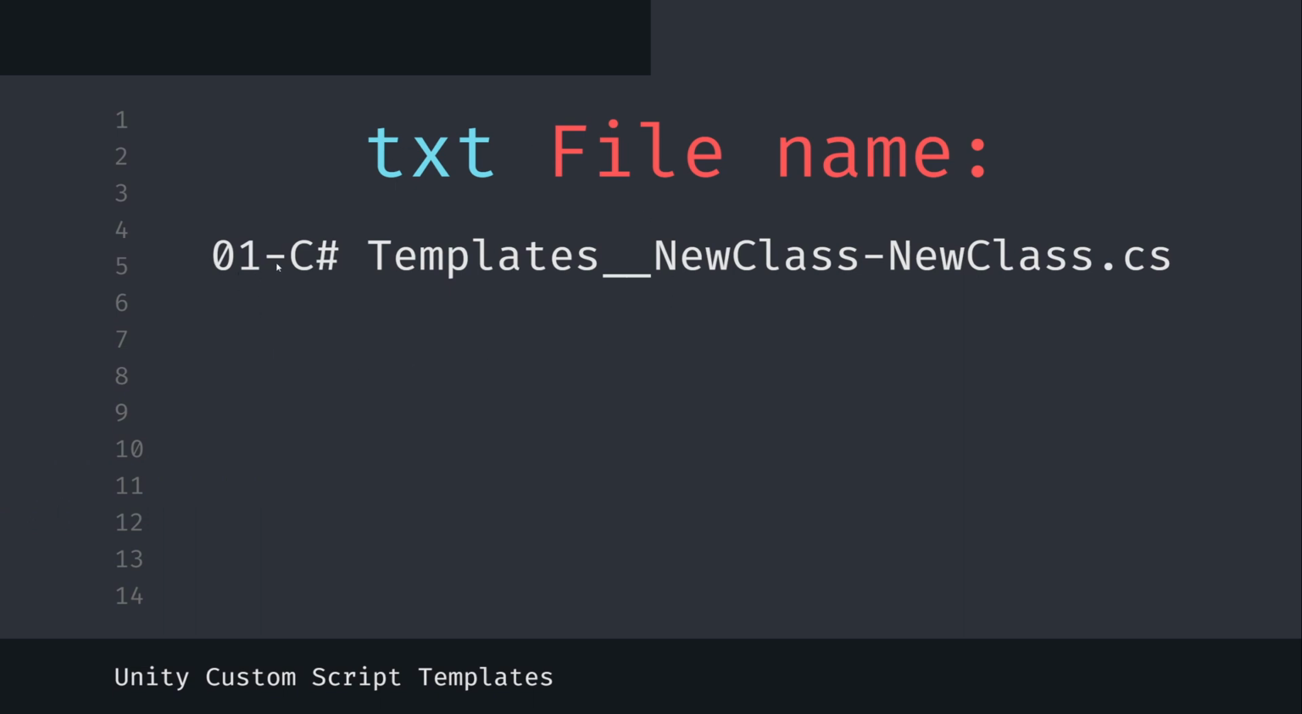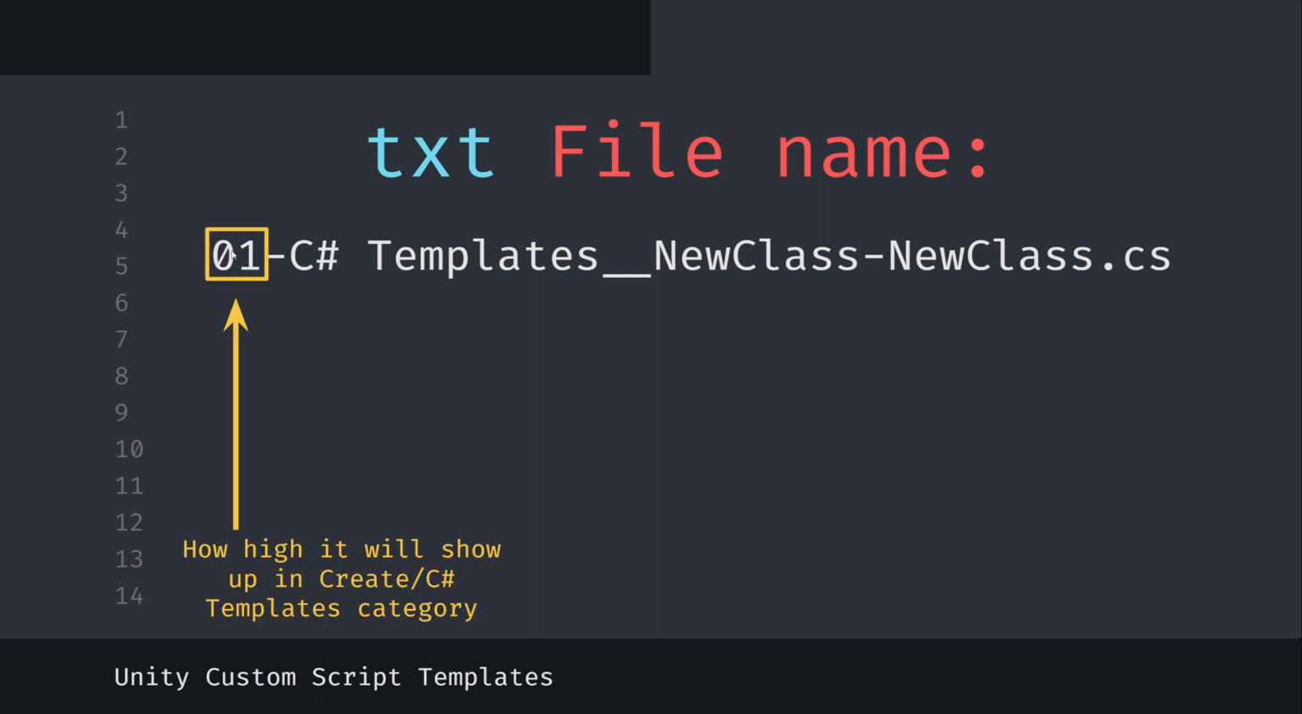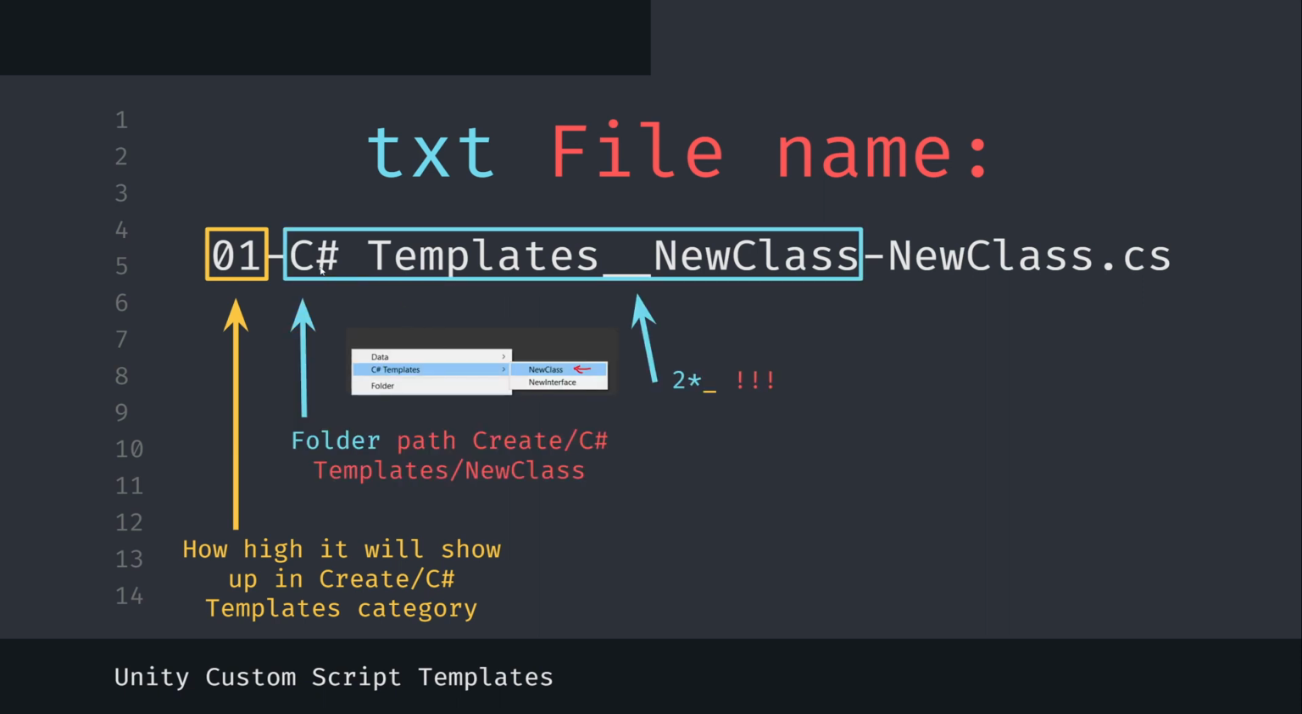We need to give it some specific parameters encoded in the name. So the first parameter is the index. This is how high this specific new class.cs will appear in the right-click Create menu in the category. Now the category itself is the C# Templates. This will create the category inside the Create menu.